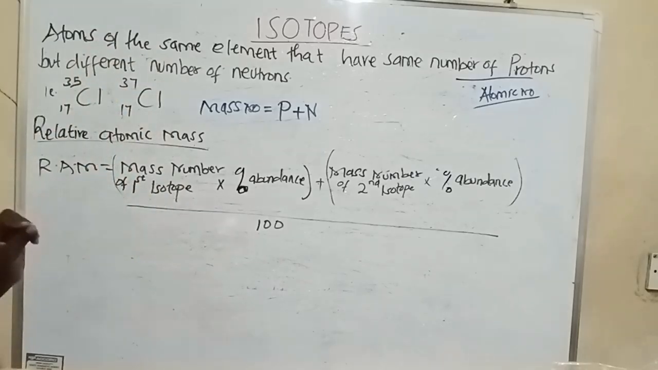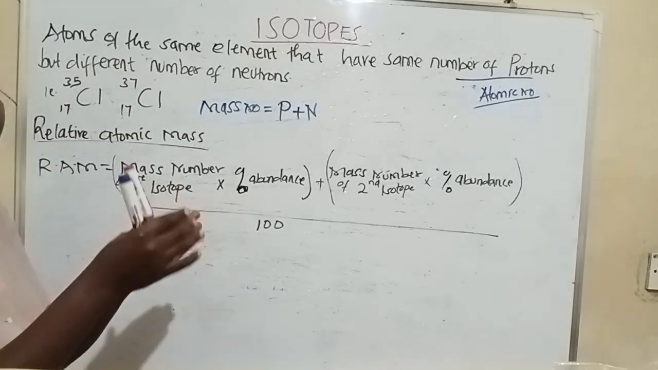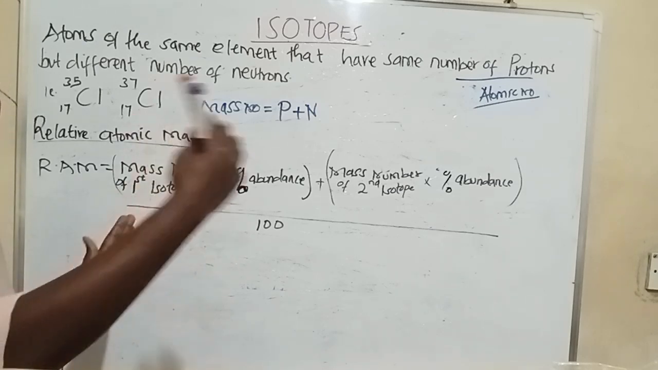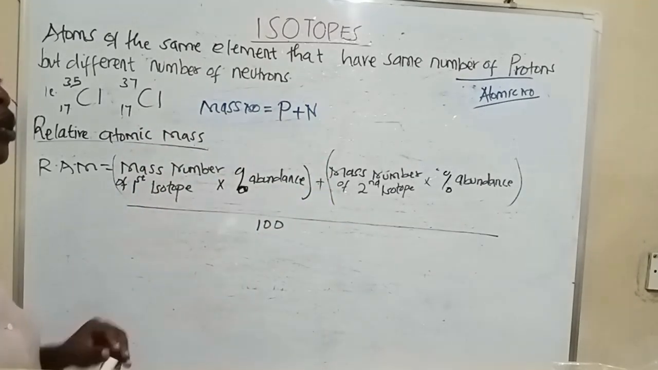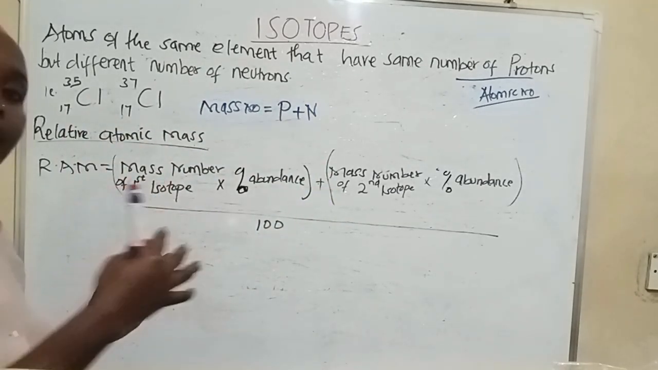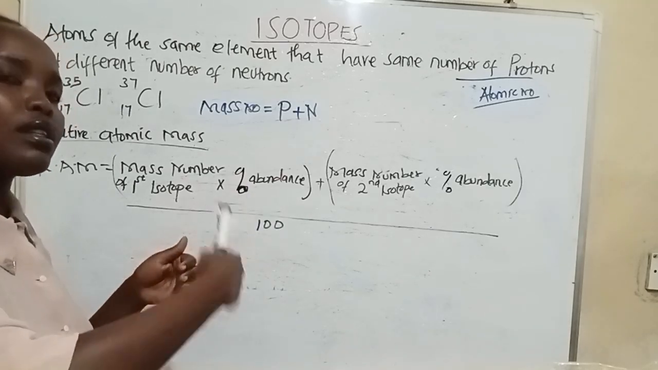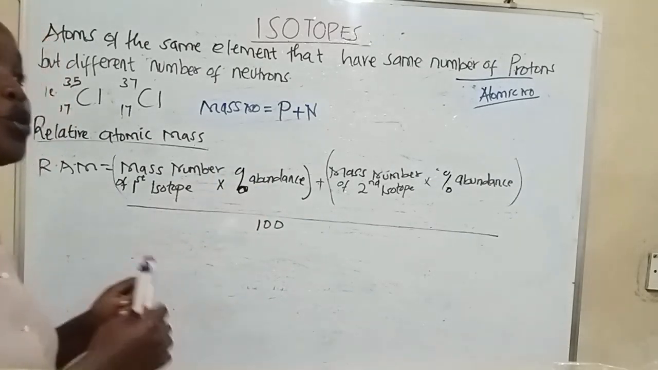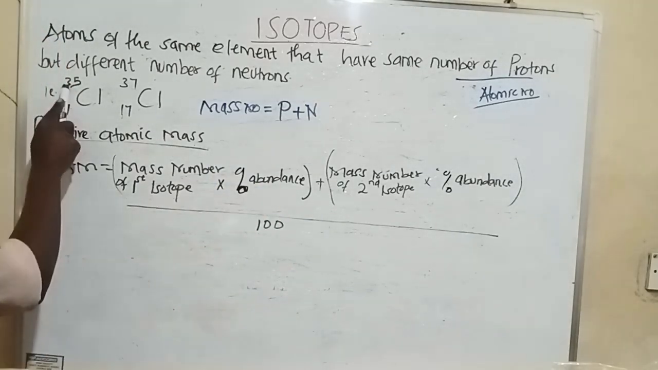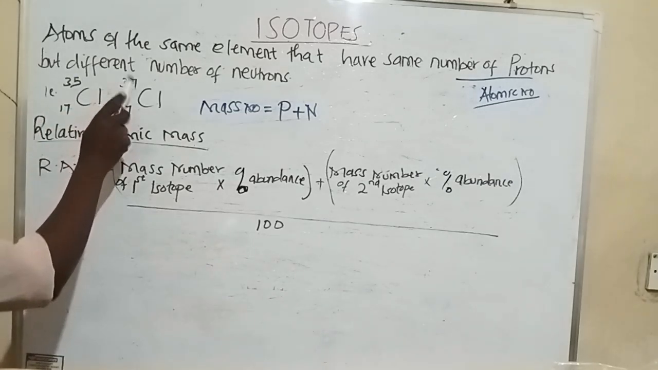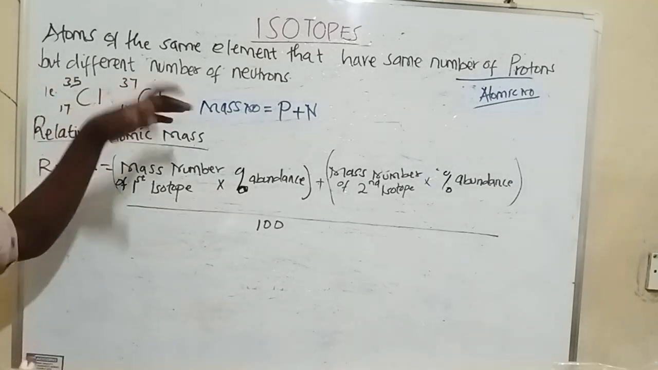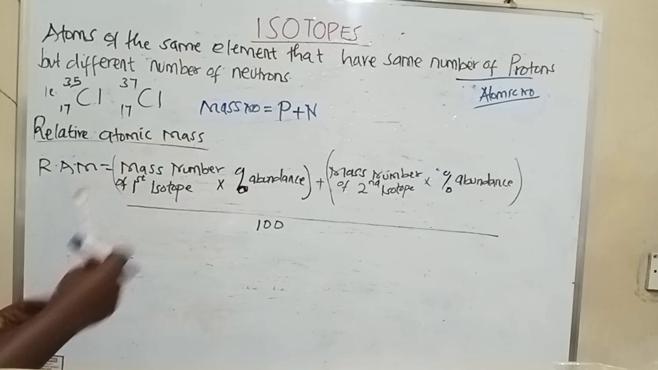Isotopes are versions of an element. An element can have different versions. For example, chlorine exists in different versions: you have chlorine 35 and chlorine 37. These isotopes are named by the mass number that they have.